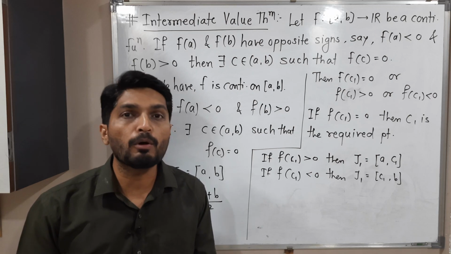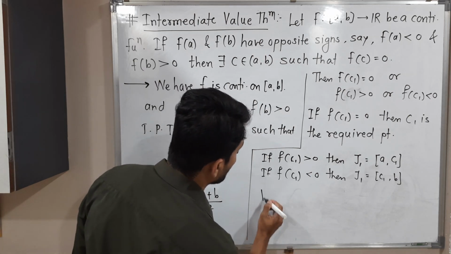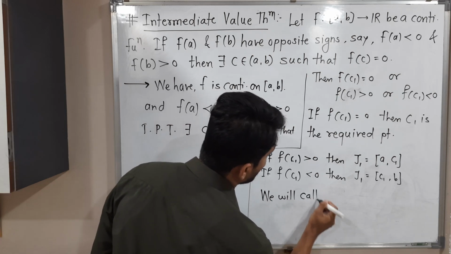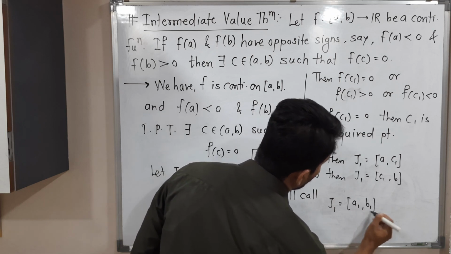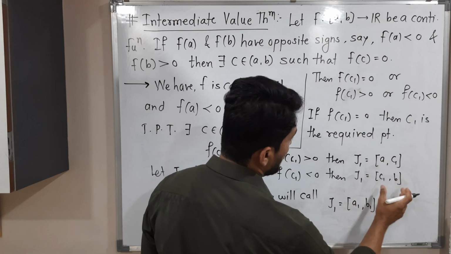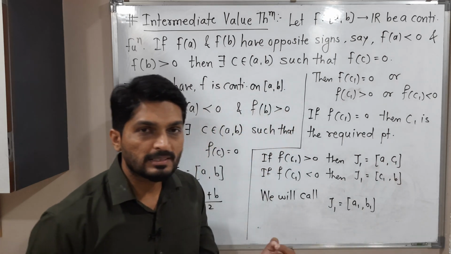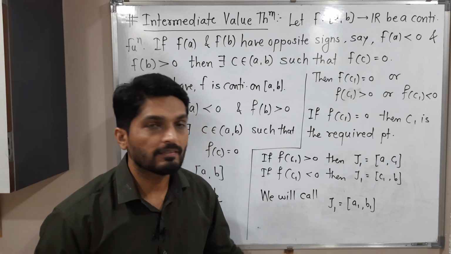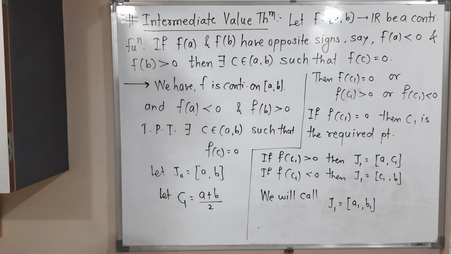So to make the symbols simpler, what will I do? We will call j1 equal to a1 comma b1. So that means if you get this subinterval, then this is my a1, this is my b1, and if you get this subinterval, this is my a1, this is my b1. To make the symbols simpler, I have called that j1 as a1 comma b1. So let us go further.